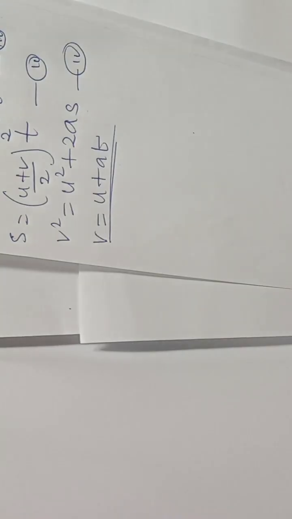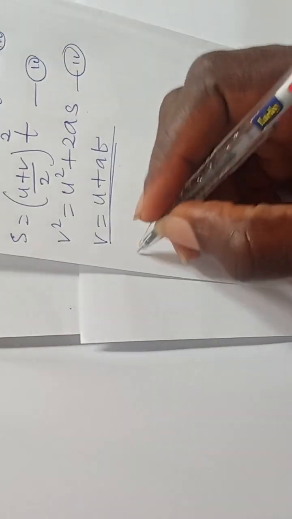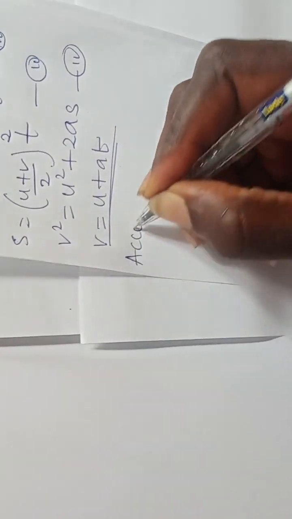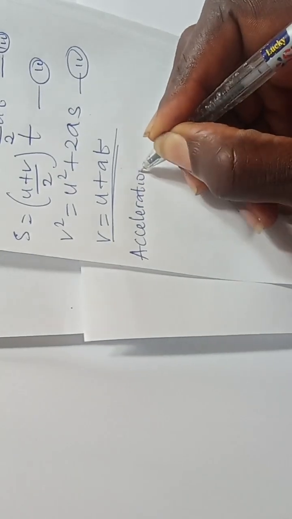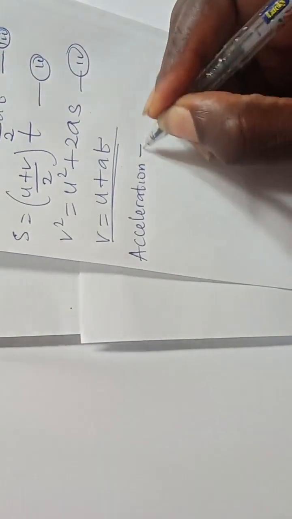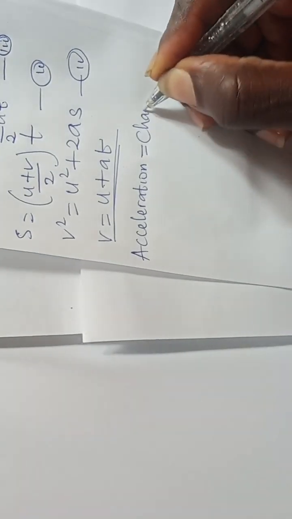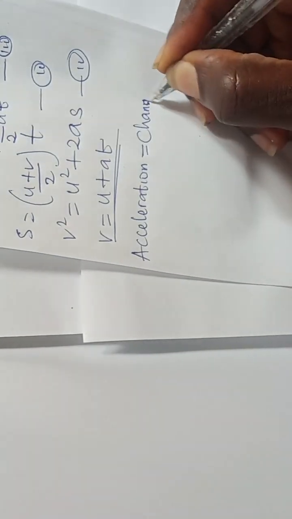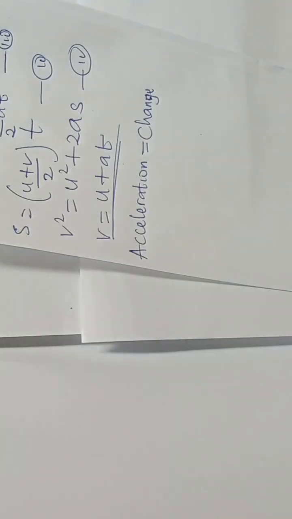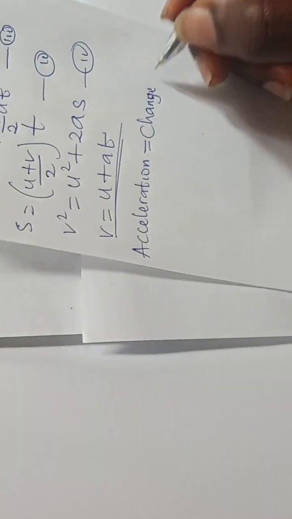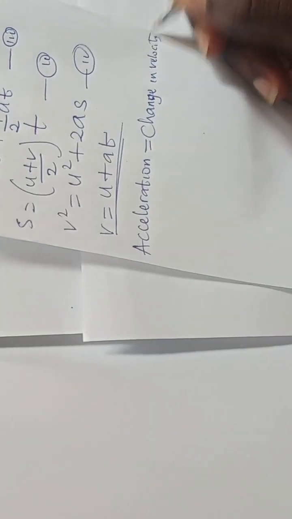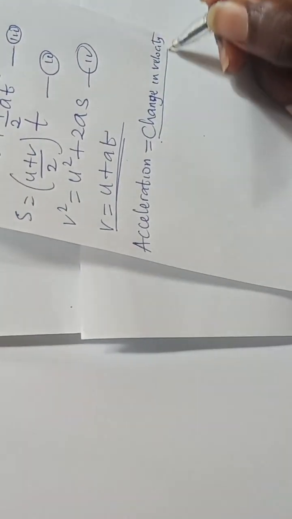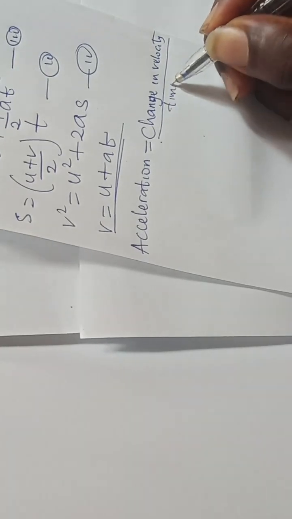How can we derive this equation? So let's start. To derive this equation, we are going to make use of acceleration. When I say acceleration, what does that mean? It means change in velocity. When there is an increase in velocity, that means there is acceleration. Change in velocity, all over time.